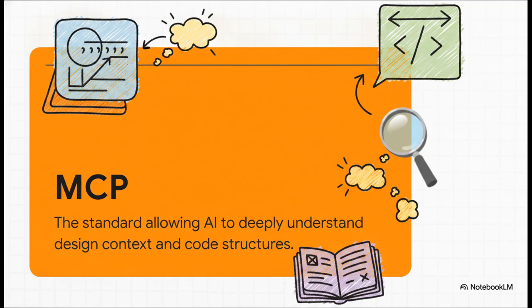Well, this is where the Model Context Protocol, or MCP, comes in and literally changes the entire game. MCP is this vital standard that acts as a secure blueprint, an API layer allowing the AI to deeply understand both the design context and the code structures at the exact same time.